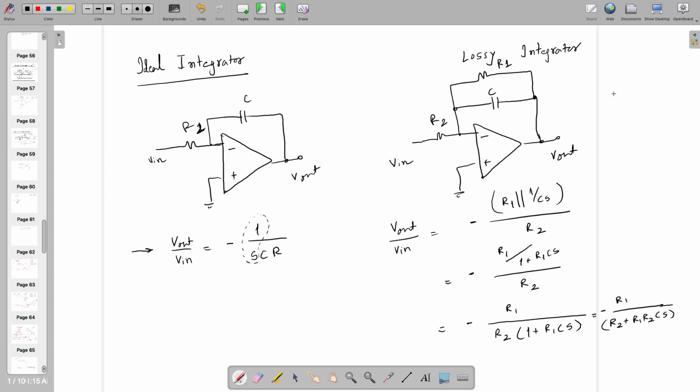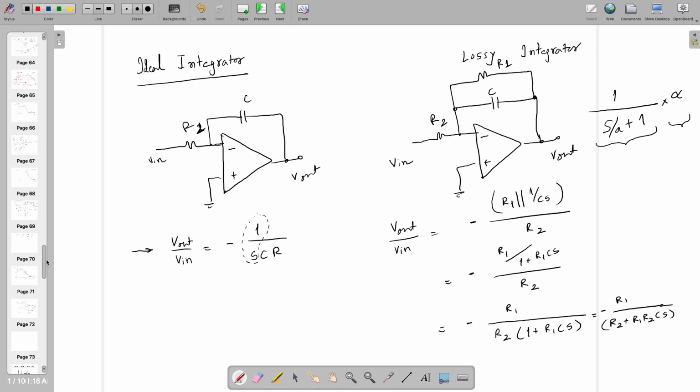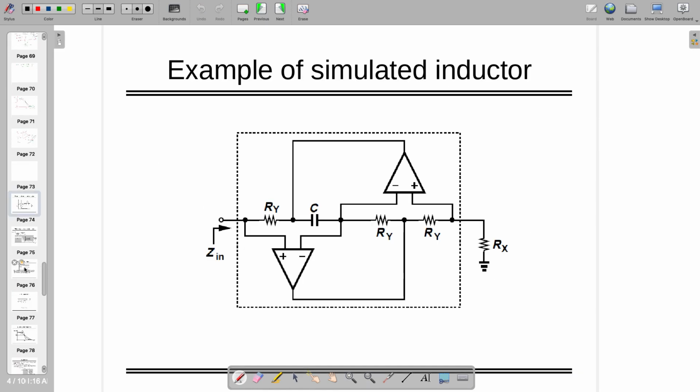But if in yours it is something like this, or let's rewrite it like this, right? So 1 by SA plus S divided by A plus 1 times alpha can be realized using the first part as a lossy integrator and the second part as an inverting or non-inverting amplifier, right? Is it difficult or you can follow it? Yeah, sure. Okay.